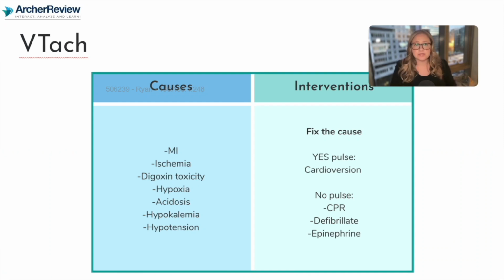Things that can cause ventricular tachycardia are anything that damages that muscle of the heart. Myocardial ischemia, infarction, digoxin toxicity, toxicity with any drugs, hypoxia, acidosis, an imbalance in the client's potassium level, high or low potassium, hypotension. If we have a really low blood pressure, we're not going to be getting oxygen and blood flow to that muscle of the heart. That's going to cause ventricular arrhythmia. We could see ventricular tachycardia.